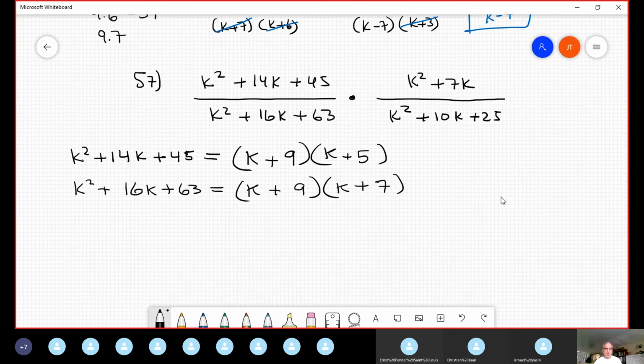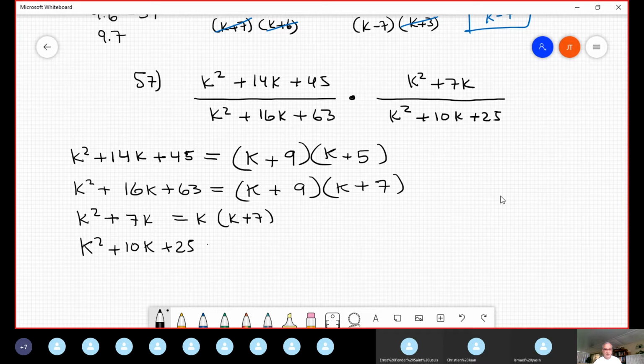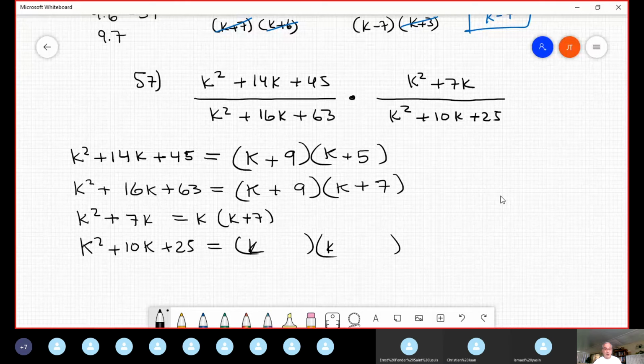Okay, now I go to the binomial. It's just k out, k plus 7. Finally, k squared plus 10k plus 25. Again, it's regular. 5 and 5, very well, because 5 times 5 is 25. Yeah, k plus 5 and k plus 5. They are twin brothers. Okay, ready.